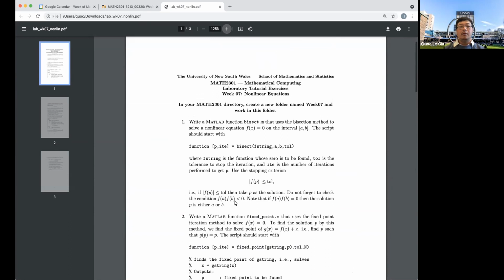Bisection method. So now we are asked to write a function that implements the bisection method. So the function will have this form, okay? It takes in a function, the left and the right end, some tolerance, and gives out the solution and the number of iterations, okay? So we do bisection first. So let me share my MATLAB screen.